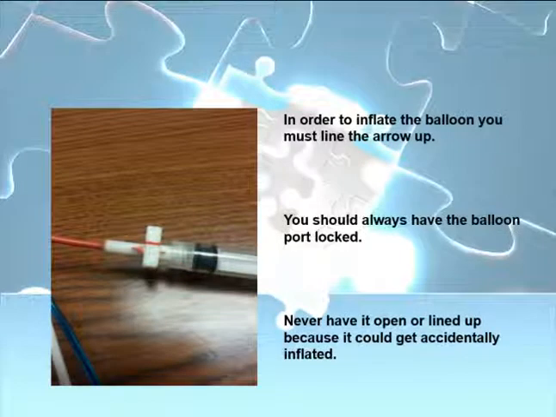In order to inflate the balloon, you have to line the arrow up. When you have a Swan, you should always keep it locked, like this picture shows the Swan locked. Never have it opened or lined up because it can accidentally get inflated, and then you're sitting there wedging, you don't even know it. You could possibly cause pulmonary infarction if it just randomly wedges and stays like that.